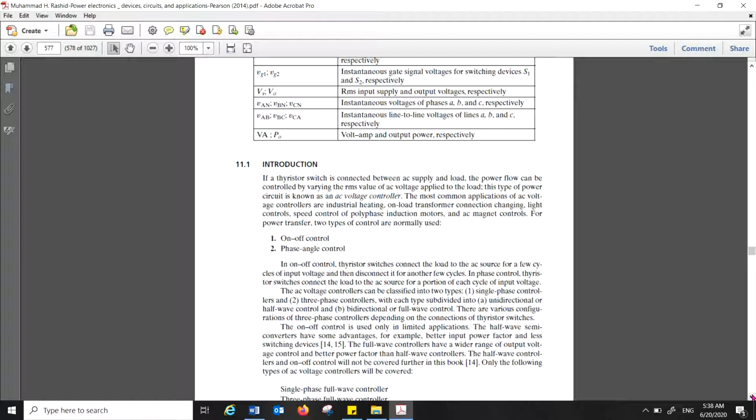The second is phase control, where the thyristor switch connects the load to the AC source for a portion of each cycle of the input voltage. Actually, this is your dimmer. What does the dimmer do? It just clips some portion of the wave and feeds the rest to the fan. And the fan makes certain noise because the shape produced by the dimmer has a lot of harmonics.